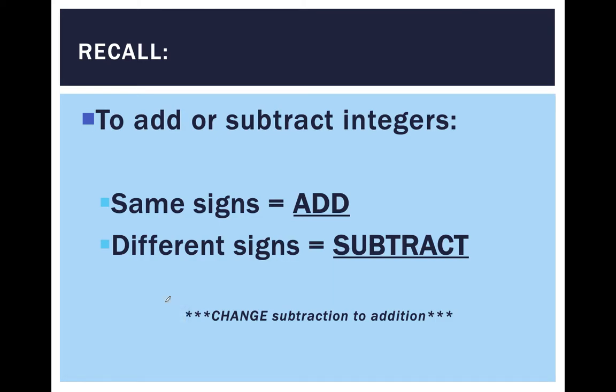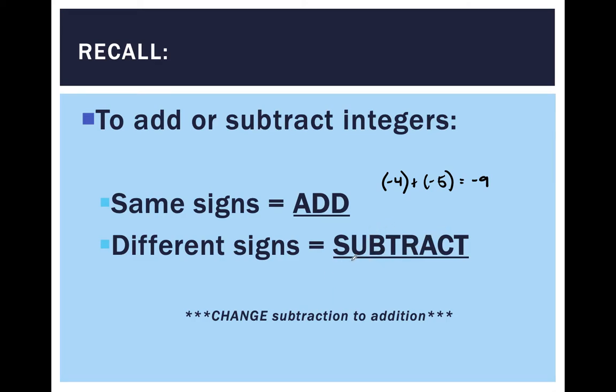So remember, same signs we add, different signs we subtract. So for example, -4 plus -5, those both are negative numbers. We have same signs, so we add them and we keep the sign, -9.